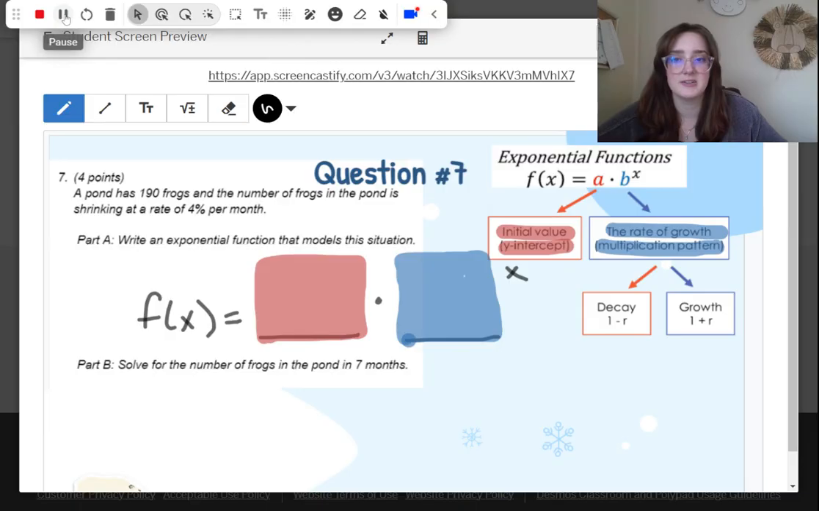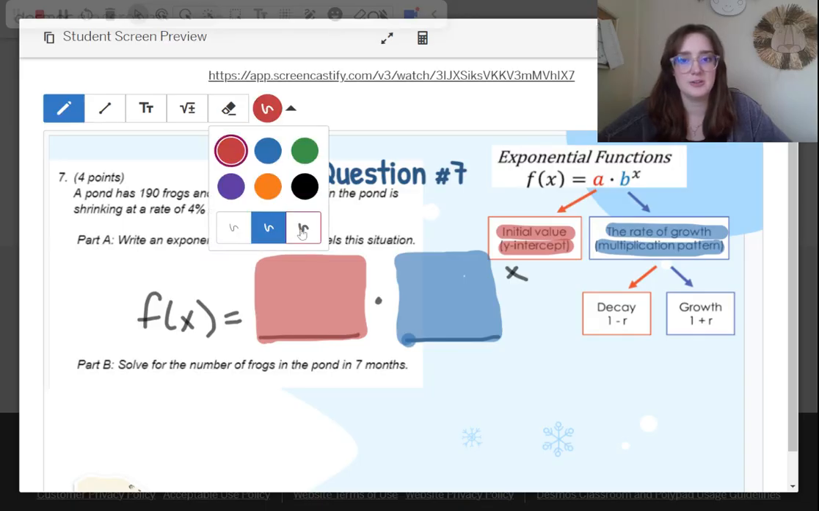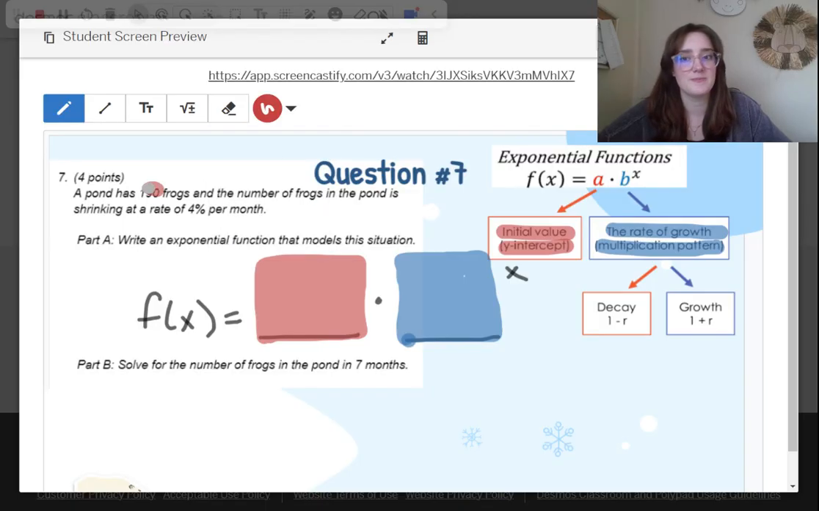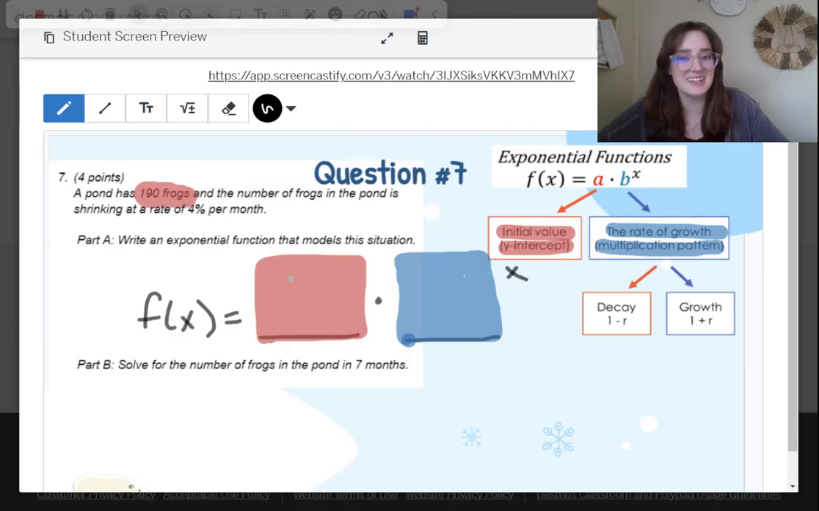All right, so assuming we've said something in the room chat, or if you're watching this as a recording, maybe we're not sure, but we're looking back, rereading what was given. So this pond has 190 frogs. It's shrinking at this rate of 4% per month. So the starting value is 190, right? That's the very first value they're telling us. So that's what we're starting with. There's 190 frogs. And then from there, we have to figure out, is this decay or growth?